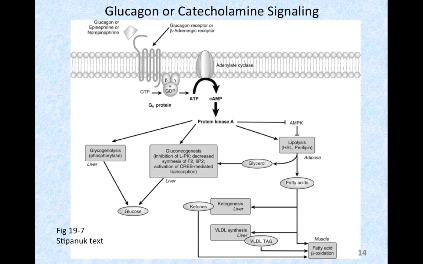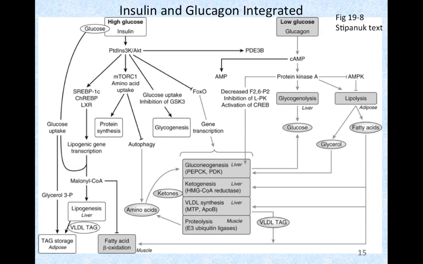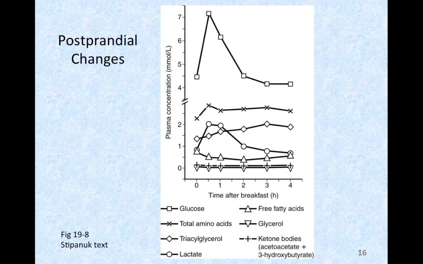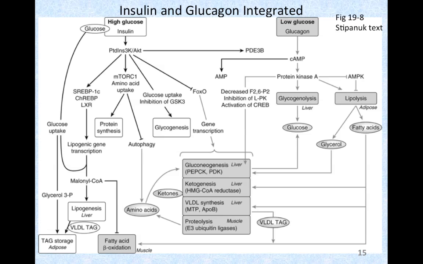Okay, now let's put some of this together in this slide. Two parts to this slide. Left side, high glucose, therefore elevated insulin. Right side, low glucose, elevated glucagon. So let's look at the left side first.